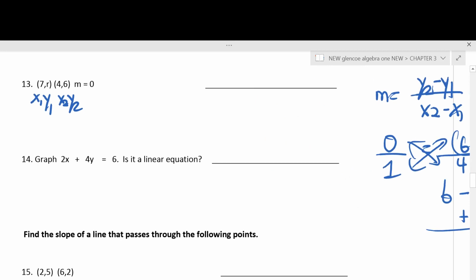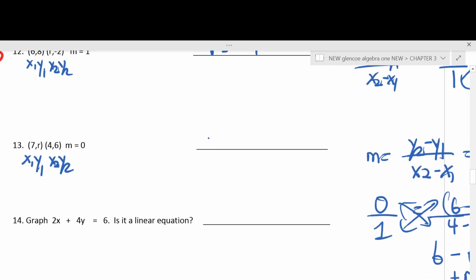Hold on, let me see if I'm in the right place. This is this problem right here. R equals 6. Good job.